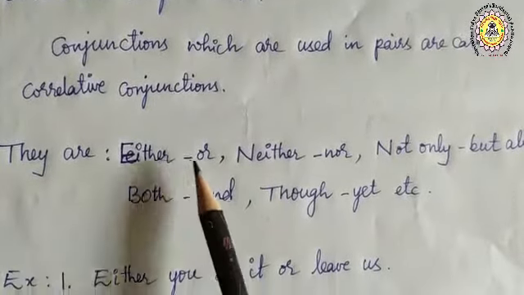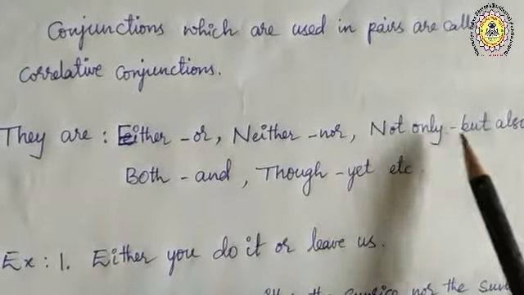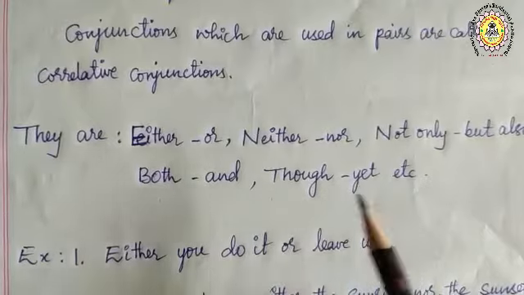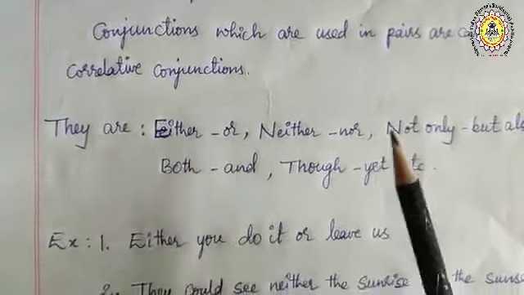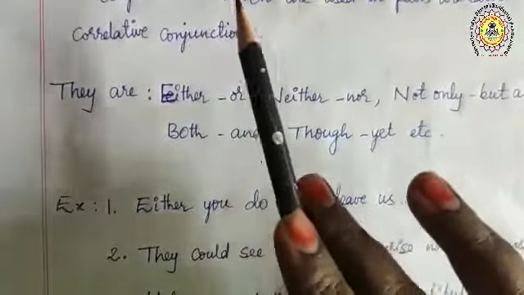See the pairs of conjunctions here. Either or, neither nor, not only but also, both and, though yet. So wherever you see two words, that means there is a pair. So this pair will be used in a sentence. That is why we call it a correlative conjunction.